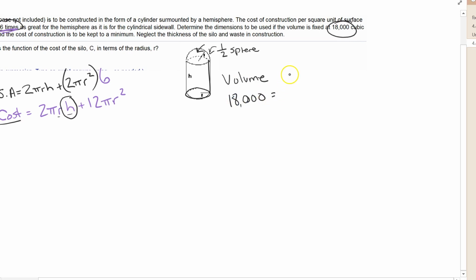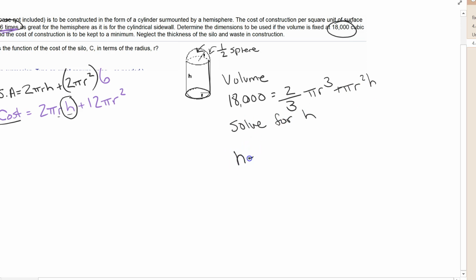I need to find the volume of the half sphere, and the volume of a sphere is 4/3 pi r cubed. I have half of that, so it's going to be 2/3 pi r cubed. If I gave you one of these on an exam, I would give you these formulas, but pi r squared h would be the volume of the cylinder. So this is the set volume.